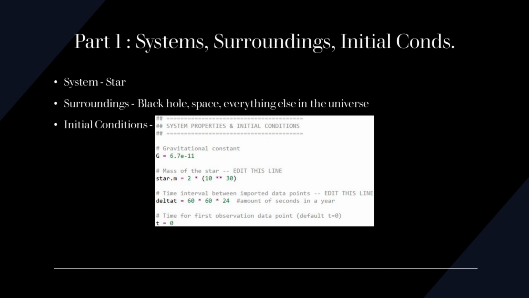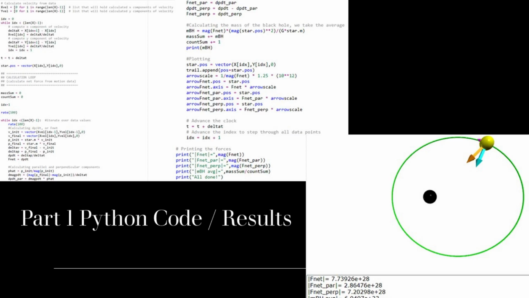In part 1 of my experiment, the system was a star, the surroundings were black hole, space, and everything else in the universe. The initial conditions are shown below. Here is my Python code for part 1 and the result of my experiment.